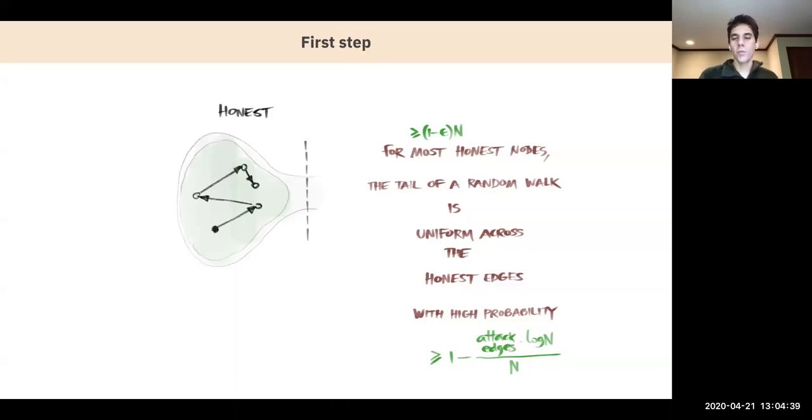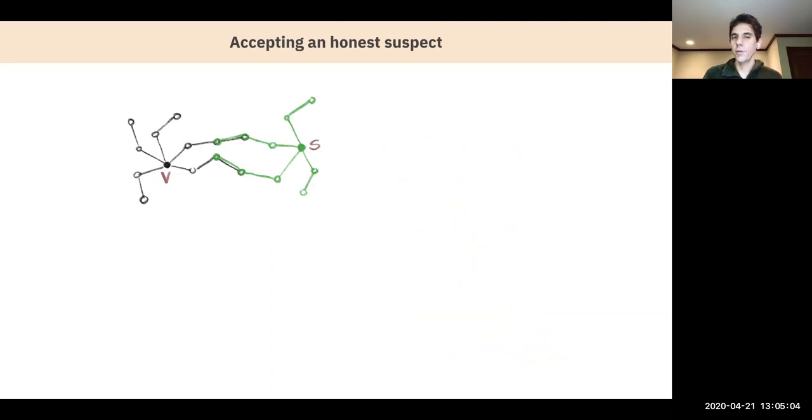And this should be intuitive because you can't guarantee this for all honest nodes, because the honest nodes that are close to the bottleneck have a much higher chance of escaping into the other region. Okay, so starting from this assumption, we just need to prove two things.